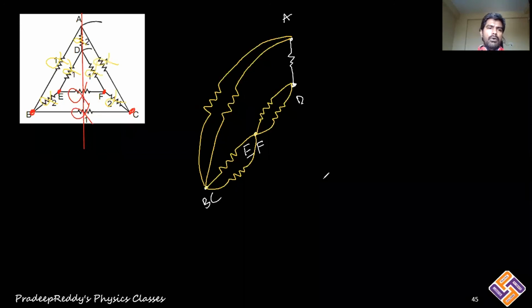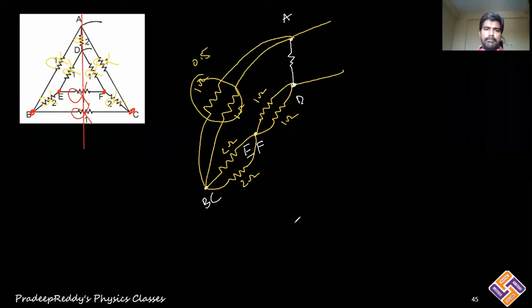Now identify the values. This becomes 2 ohm. This becomes 2 ohm. This is 1 ohm. This is 1 ohm. This is 1 ohm. And this is 1 ohm. You want to find the effective resistance between A and D. Between A and D, these two resistors are connected in series. Sorry, parallel. What is the effective? 0.5. Right. Next, these two resistors are connected in parallel.